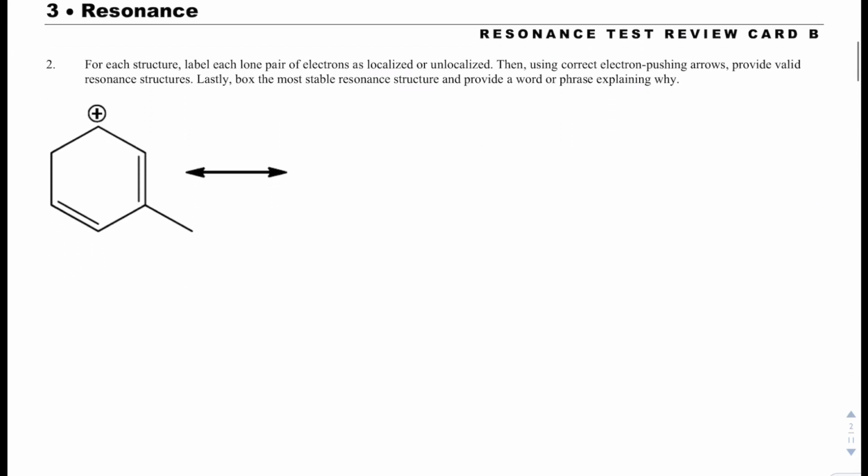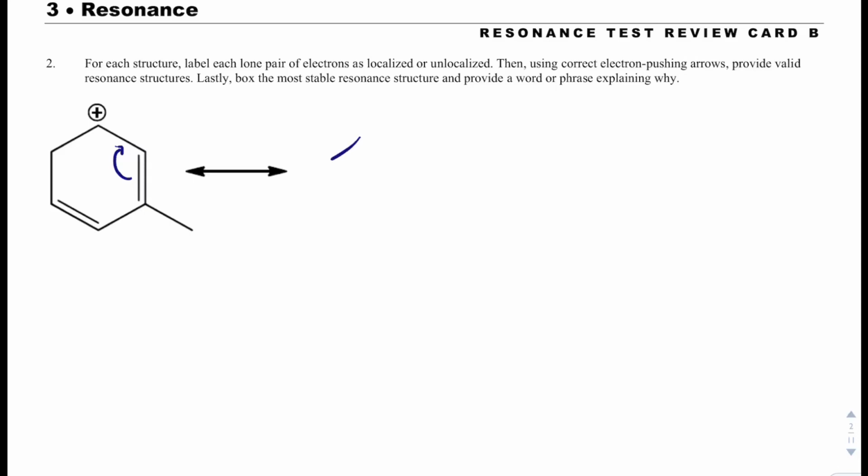Let's look at number 2. We're going to do the same sort of thing, except here we have a charge, and so that should be our focus. When we have a positive charge, we want to think about a positive charge being the absence of electrons, and so double bonds will move towards positive charges. And I can keep going, moving a second double bond. I know that I'm done because there's no more double bonds that I can move.